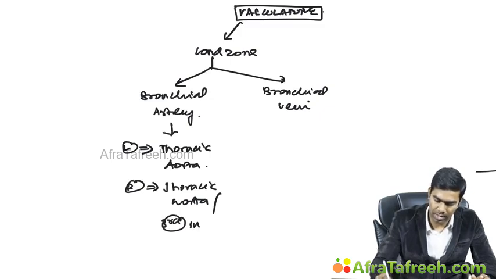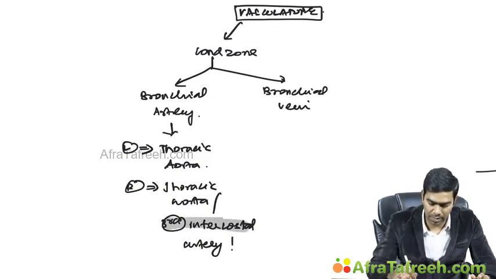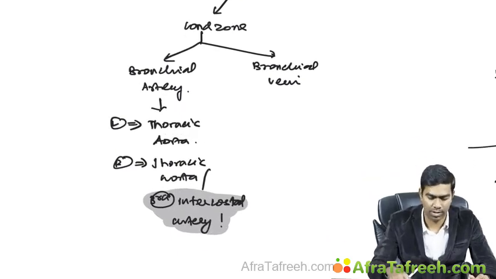which in turn is a branch of the aorta only. So third intercostal artery, possible. Very commonly in exams, they will expect this answer only: third intercostal artery, that's where your bronchial artery originates from, very commonly.